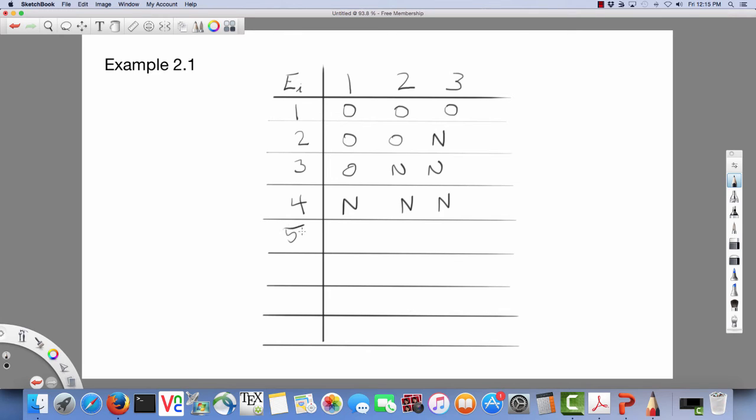The fifth would be first one not operational and 2 and 3 operational. The sixth would be non-operational, non-operational, and operational. The seventh would be non-operational, operational, and non-operational. And the eighth would be operational, non-operational, and operational. So there are a total of 8 possible scenarios for this problem.